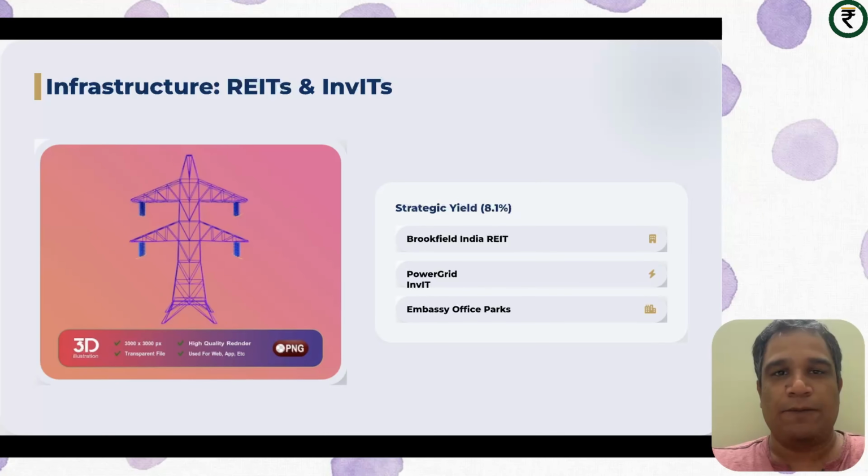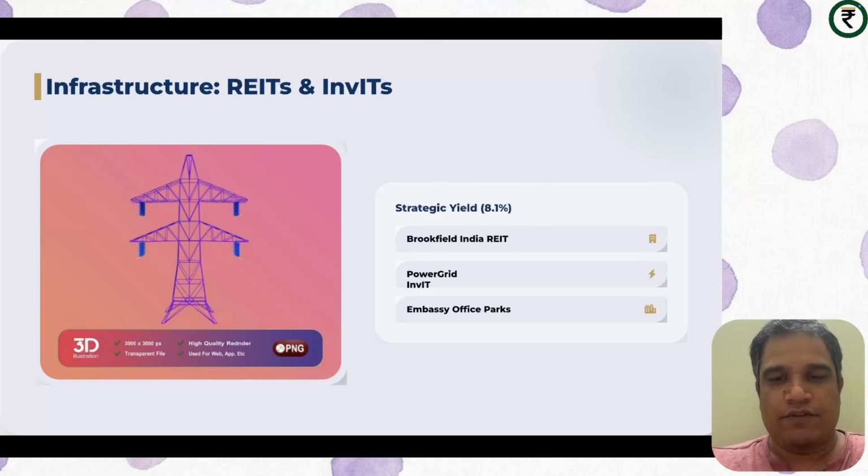Now let's look into the major part of the portfolio of Parag Parikh FlexiCap mutual fund, which is also REITs and InvITs. Right? It has a strategic yield of around 8.1%. The major REITs where Parag Parikh FlexiCap mutual fund has invested are Embassy Office Parks, Brookfield India REIT, and the Power Grid InvIT. Right? They have also invested into Nexus Office Spaces.